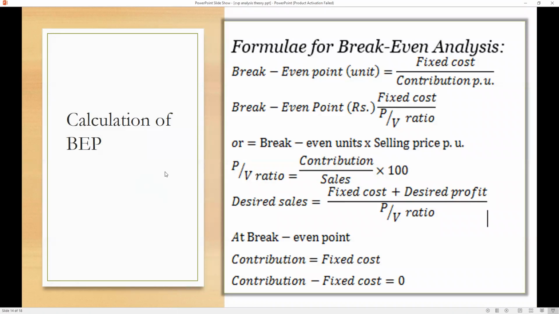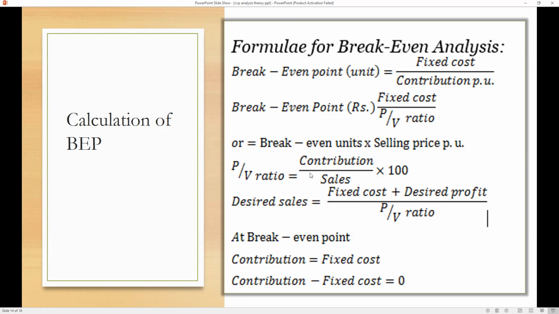So as shown in this slide, BEP is calculated using various formulas depending upon the scenarios. So we calculate break-even point in units. It could be fixed cost divided by contribution per unit. If you want BEP in rupees, it's going to be fixed cost divided by PV ratio, or break-even units what you have calculated into selling price per unit. You have already calculated the BEP in units into selling price per unit. You're going to calculate.